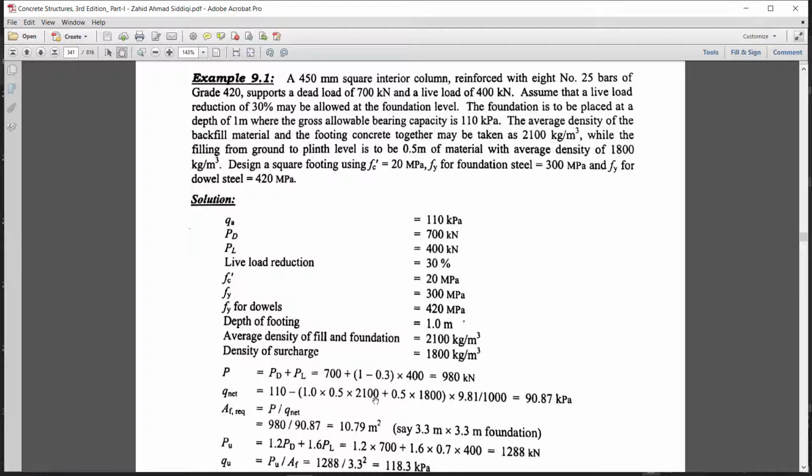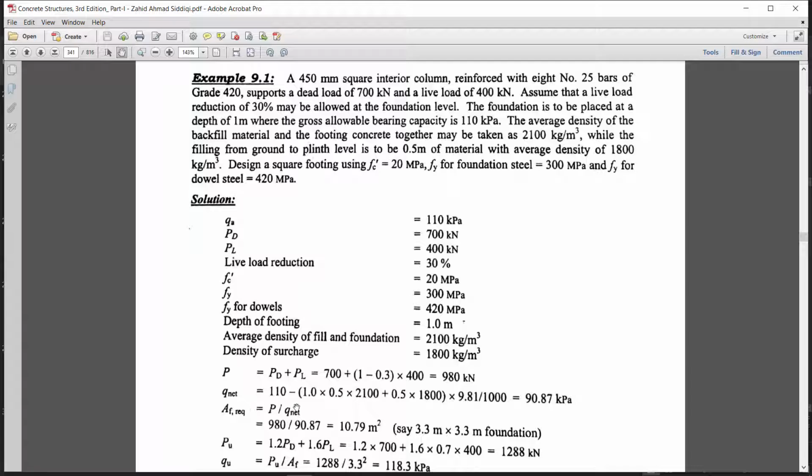So here the backfill load and the surcharge load on the ground level. So backfill is 1 into 2100 into 0.5 plus the surcharge load 0.5 into 1800, then multiply with 9.81 divided by 1000 to convert into kilonewton per meter square.